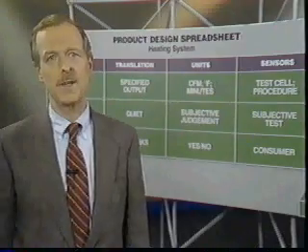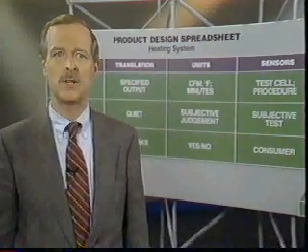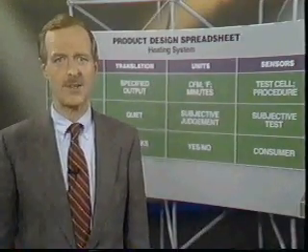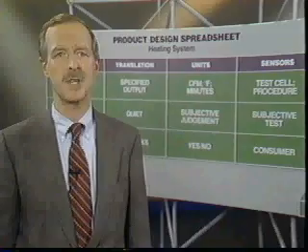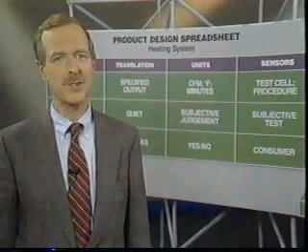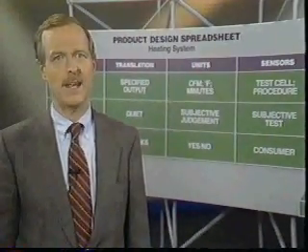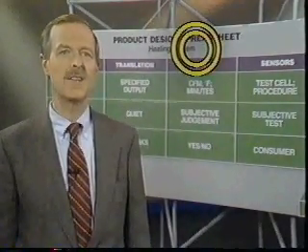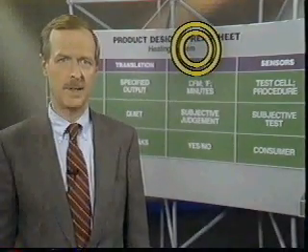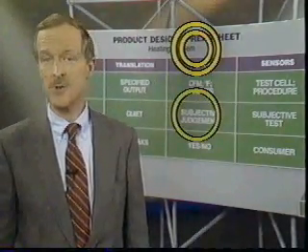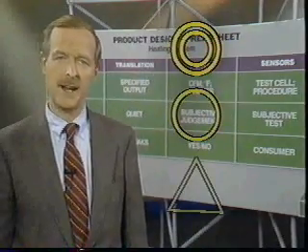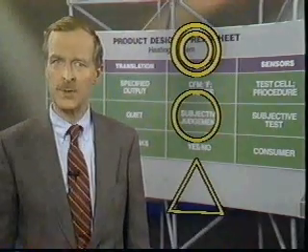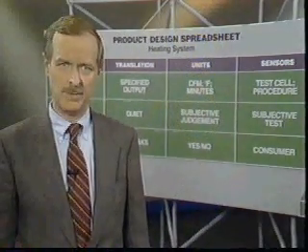The next step is to identify the relationships between customer needs and product features. The results of this analysis are entered in the spreadsheet by use of symbols. At each intersection of the need and product feature, an appropriate symbol is inserted. A double circle indicates a very strong relationship. A single circle indicates a strong relationship. A triangle indicates a weak relationship. An absence of any symbol indicates no relationship.